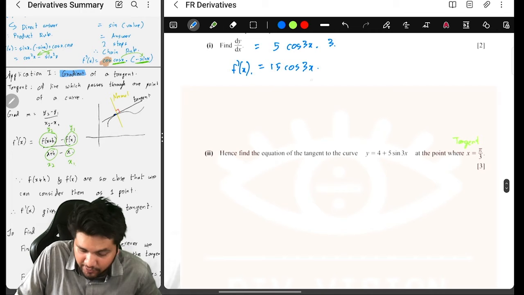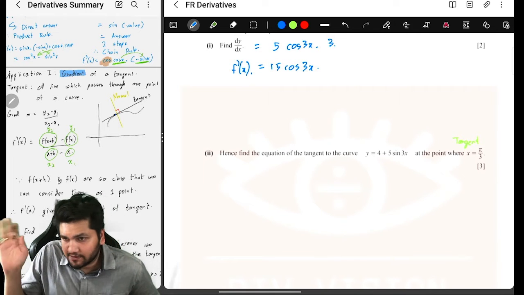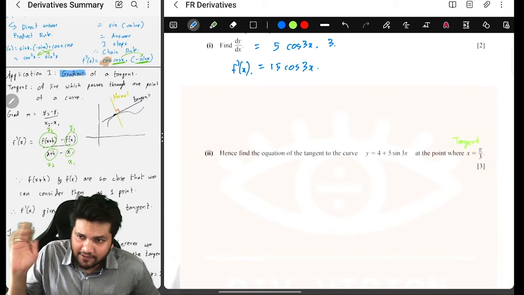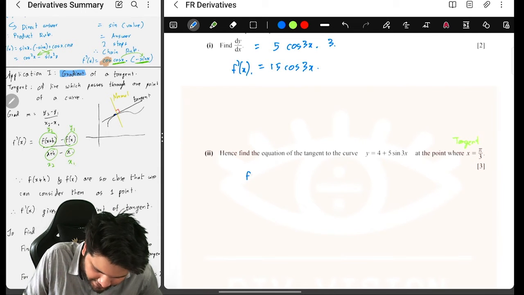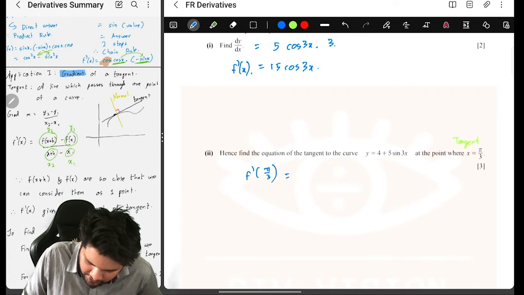See, there are many tangents. You put any values of x, 1, 2, 3, 4, 5, 6, 1000, 10,000, you will get tangents at those points, but they are asking only at pi by 3. So we'll just put f dash of pi by 3. That will give us the gradient, right? So this is going to be 15 into cos of 3 into pi by 3.